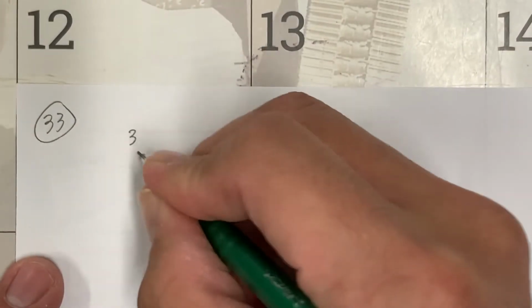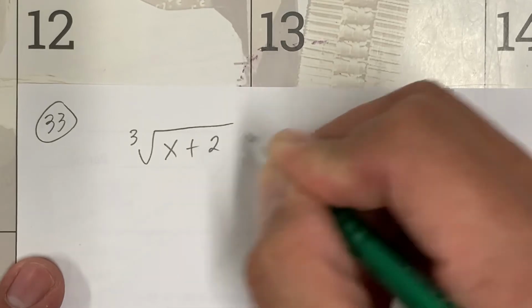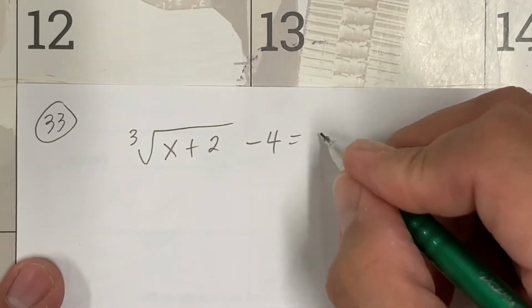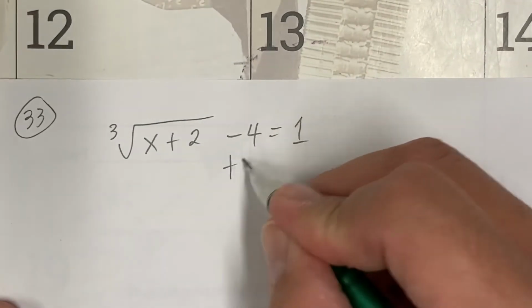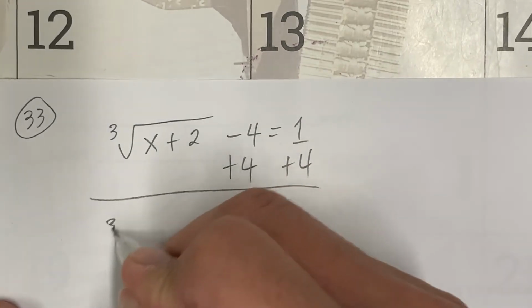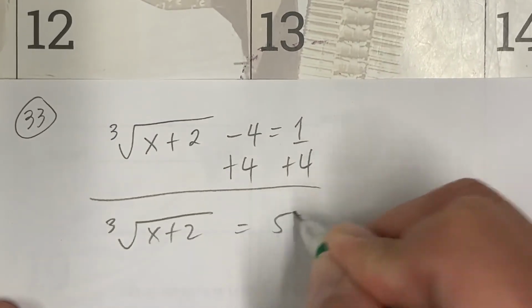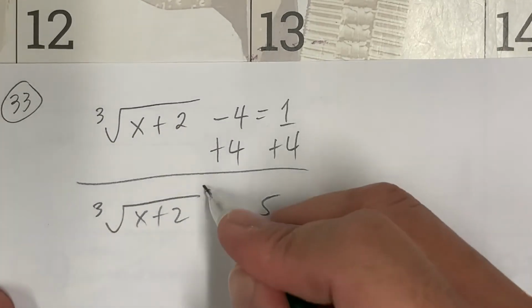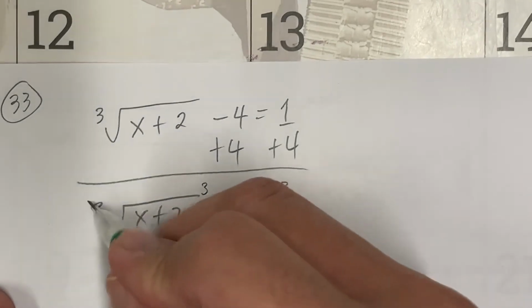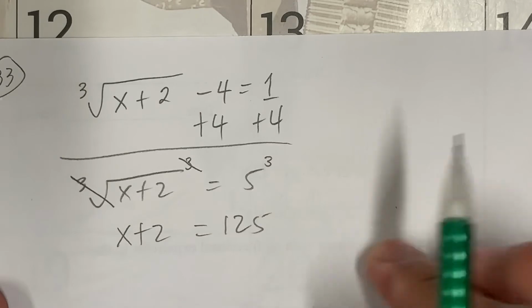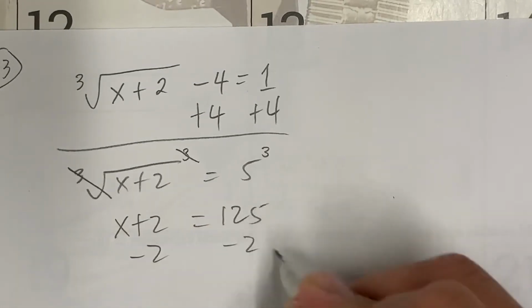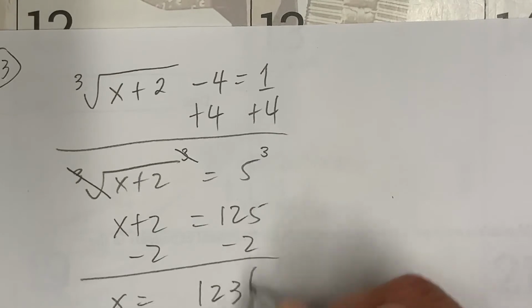Another thing that I'd like to add that might be on the test, 33, is the cube root of x plus 2, minus 4, is equal to, say, 1. What you need to do there, don't cube it first. You have to add 4 here, add 4 there. That makes it cube root of x plus 2 is equal to 5. And then you have to get rid of the cube root by raising to the third power. This cancels out. This will be x plus 2 is equal to 125 because 5 times 5 times 5 is 125. Subtracted by 2, the answer is x equal to 123.